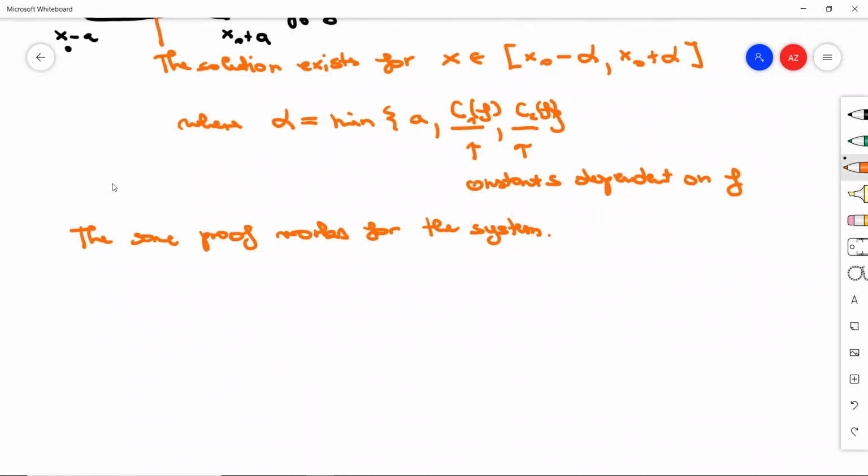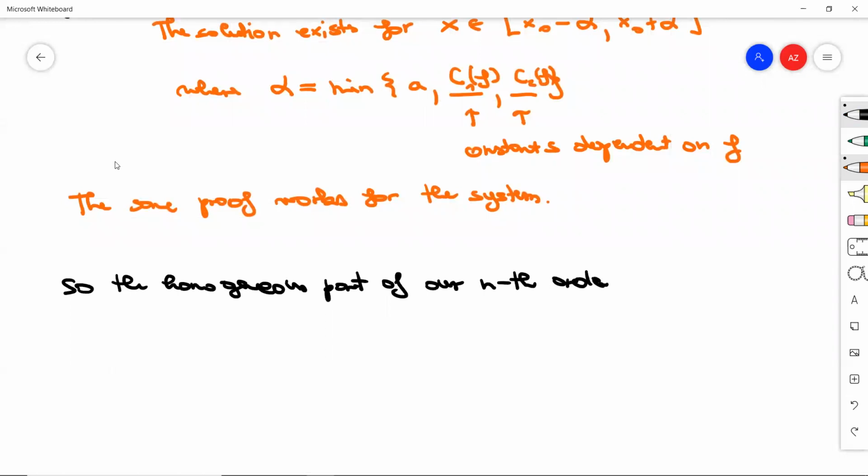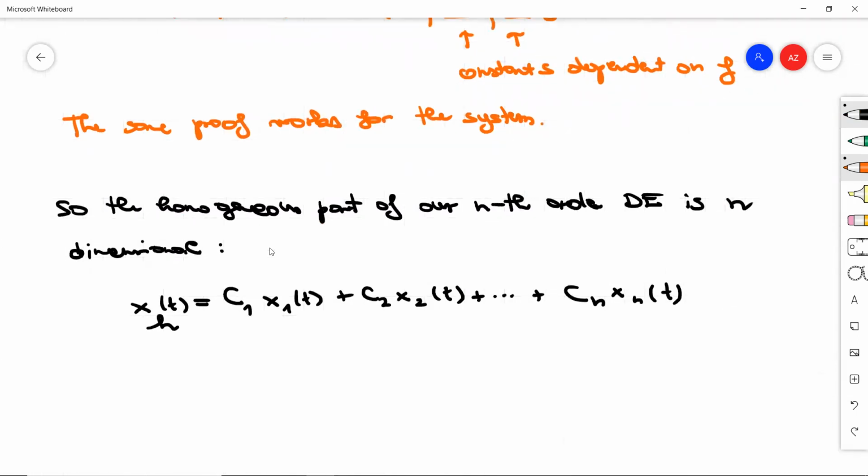Okay, so we really expect an n-dimensional space of solutions for the homogeneous part of our nth order DE. So x of t is some constant c1 times x1 of t plus c2 x2 of t and so on. This is the solution for the homogeneous part. These are all solutions for the homogeneous part. Those c1, c2, and cn are parameters.